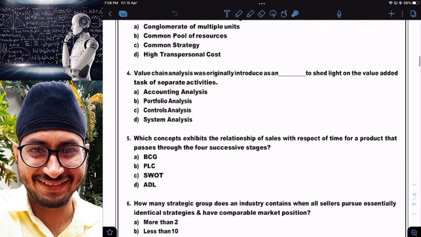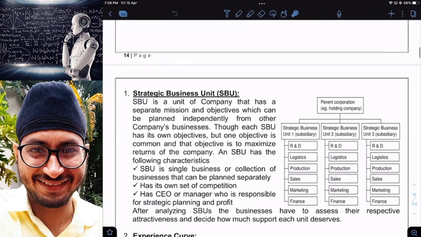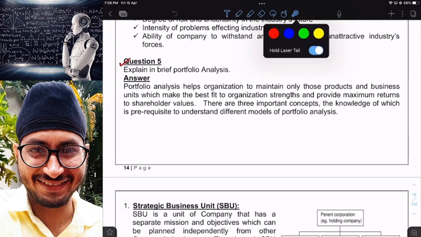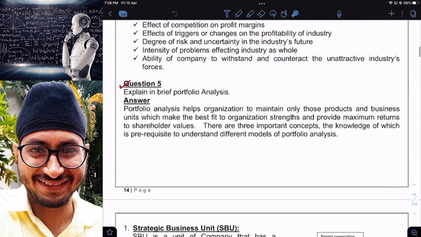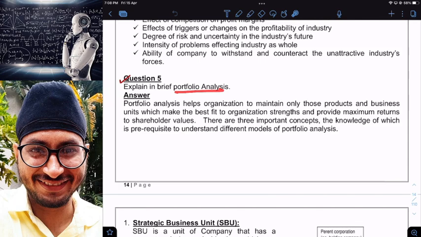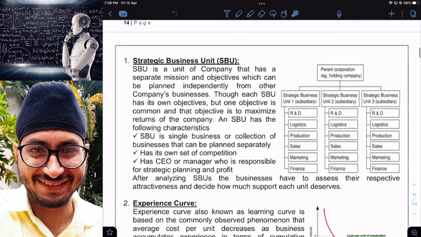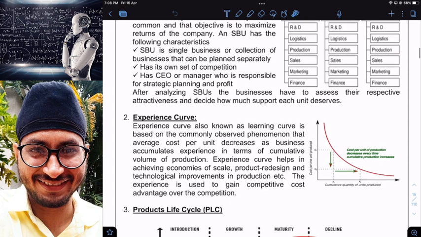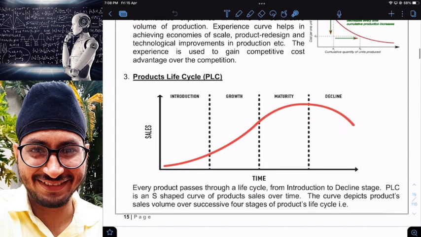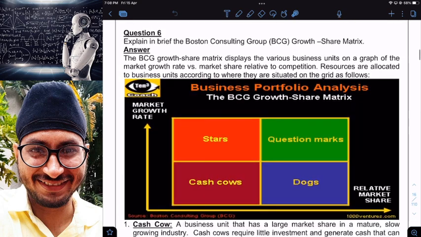Now, we were in question number 5. We started with question number 5 only. 1 to 4, as I already told you, we will discuss later. Portfolio analysis, we have discussed the introduction. Portfolio analysis of SBU, I told you we are going to discuss in chapter 7 in detail. Then we have experience curve, just now we have discussed. Product life cycle also we have discussed. Next concept is Boston Consulting Group, BCG matrix.